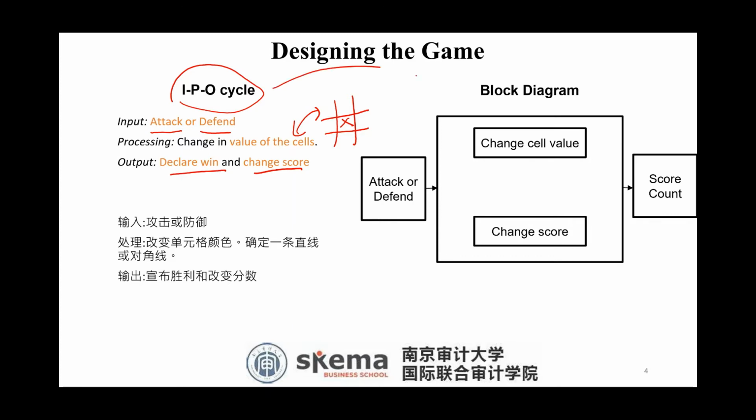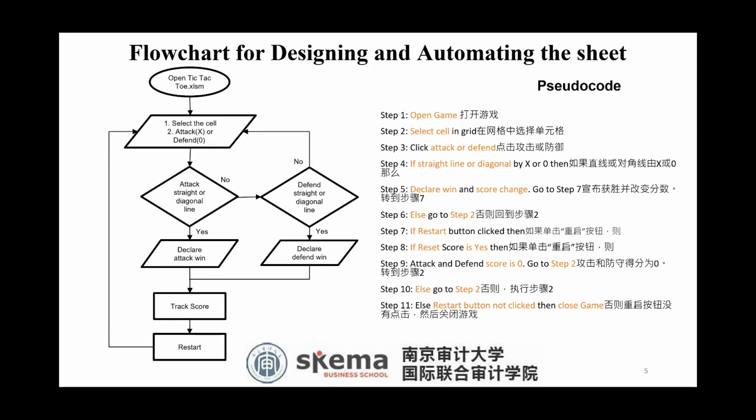Now we convert this IPO into a little more detail using a very simple level 1 block diagram. So we have the attack or defend as one block, changing the cell value that we need to achieve, and then changing the score, and then score count. These are the essential building blocks for this game in terms of design.